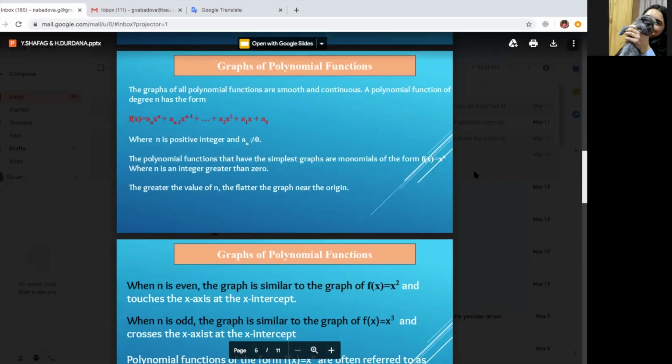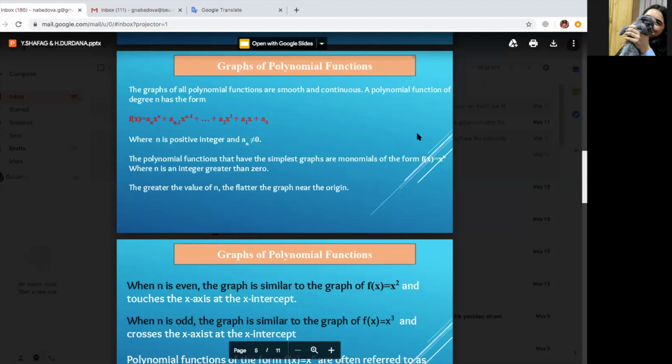The graphs of all polynomial functions are smooth and continuous. A polynomial function of degree n has the form f(x) = a_n x^n + a_(n-1) x^(n-1) + ... + a_2 x^2 + a_1 x + a_0, where n is a positive integer and a_n is not equal to 0.